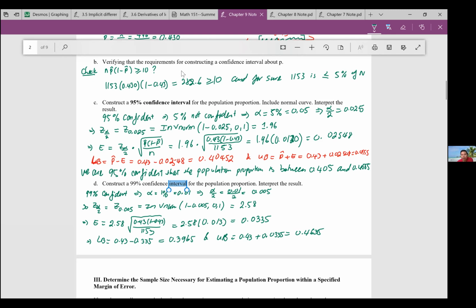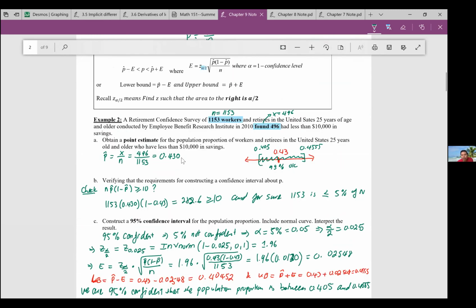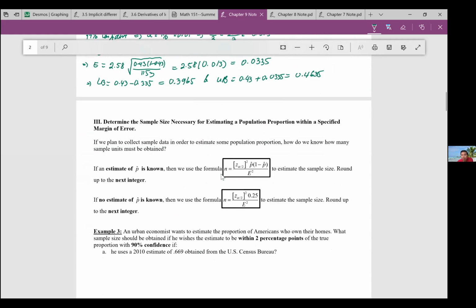Now, the second part of 9.1 is to determine the sample size necessary for estimating population proportions within a specific margin of error, right? Now, when we start example 2, they select 1153. What's an odd number, right? Why not 1100? Why not 1200? Why not 2000? Why 1153? Well, everything has a reason for that, right? So the next part is answering that question.